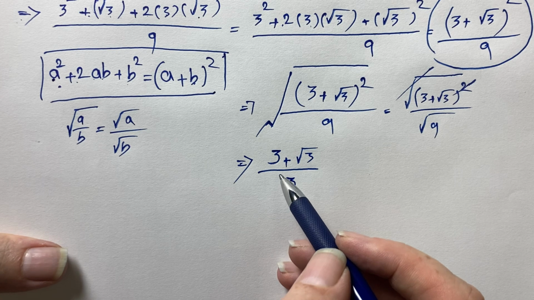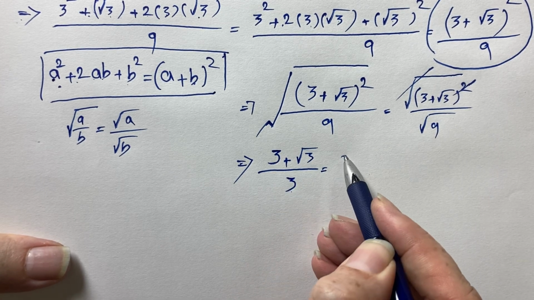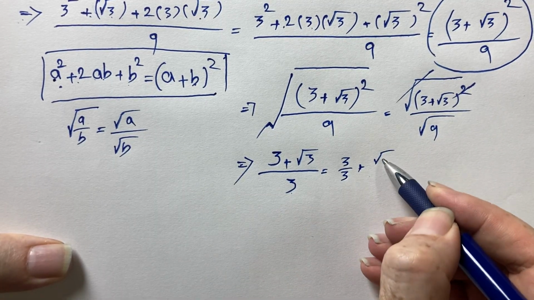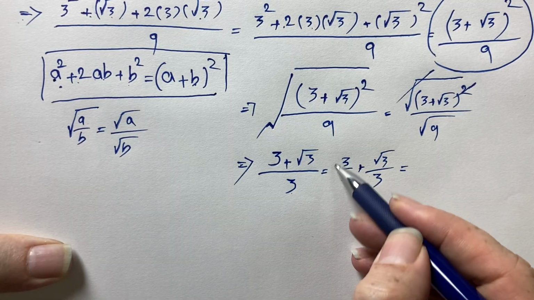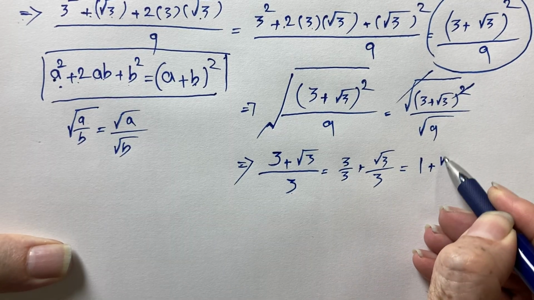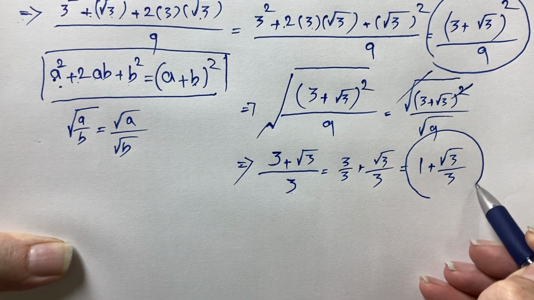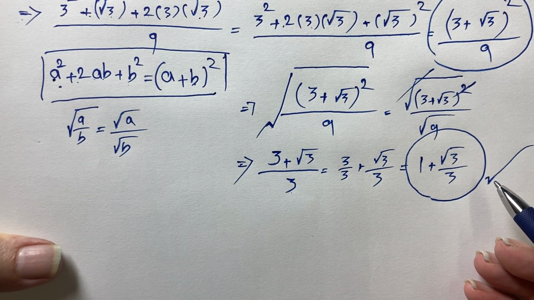But if you want, you can continue simplifying how: 3 over 3 plus a square root of 3 over 3. It can be written in the form of 3 over 3, 1 plus a square root of 3 over 3. And this is the most simplified answer of our question. Have fun.